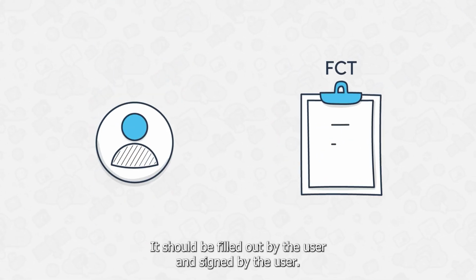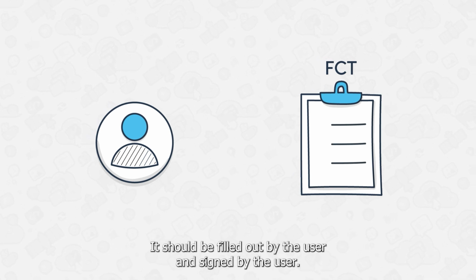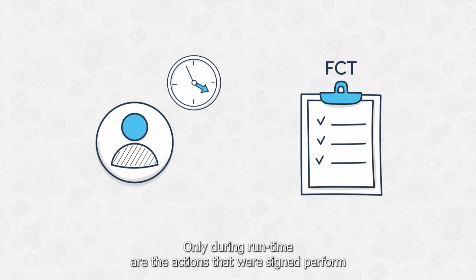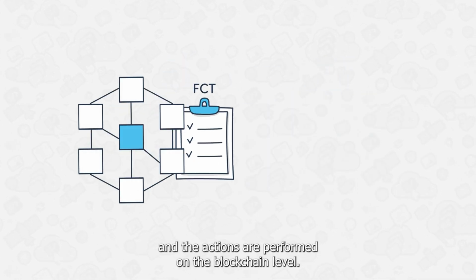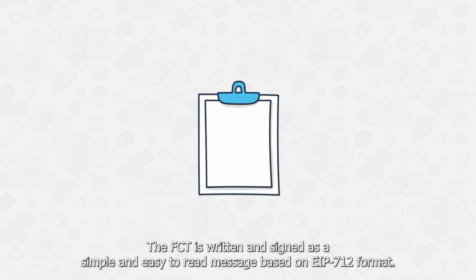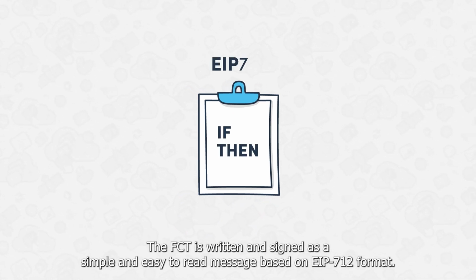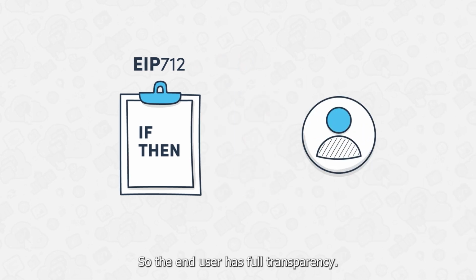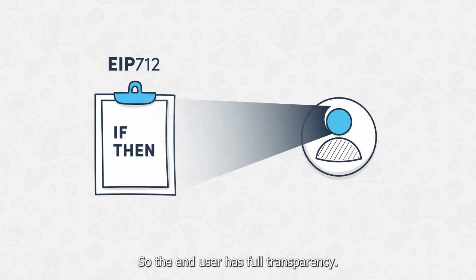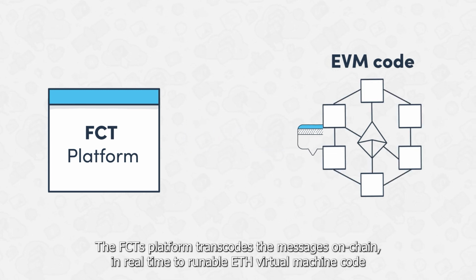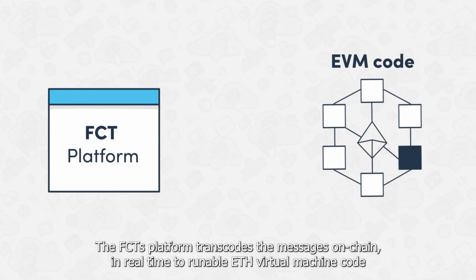It should be filled out by the user and signed by the user. Only during runtime are the actions that were signed performed, and the actions are performed on the blockchain level. The FCT is written and signed as a simple and easy-to-read message based on EIP 712 format, so the end user has full transparency. The FCT's platform transcodes the messages on-chain in real time to a runnable Ethereum virtual machine code.